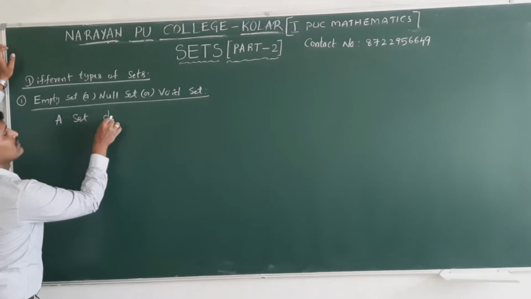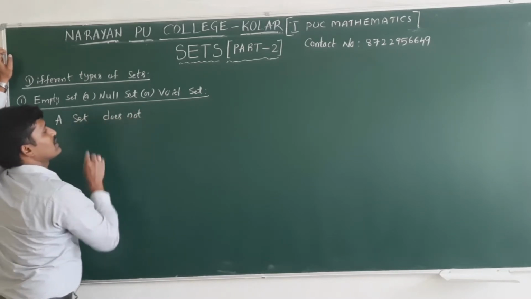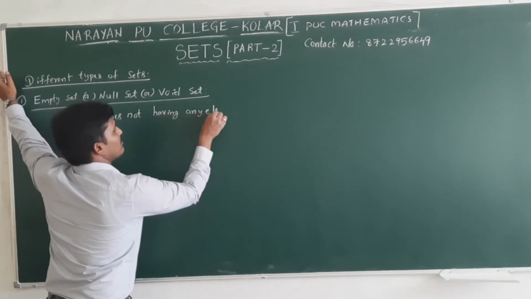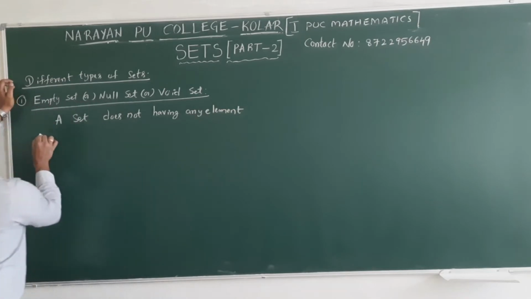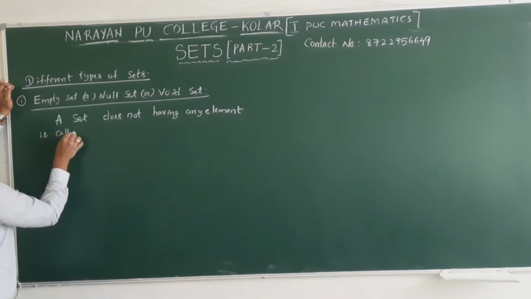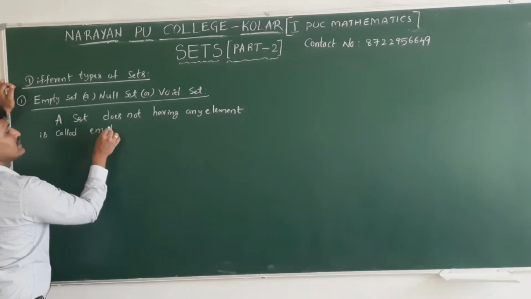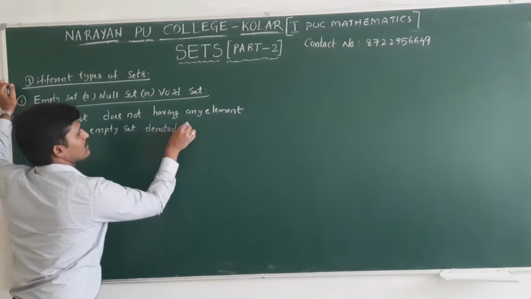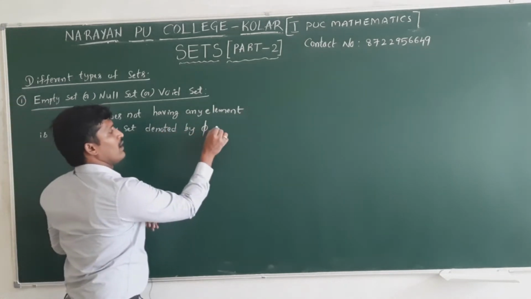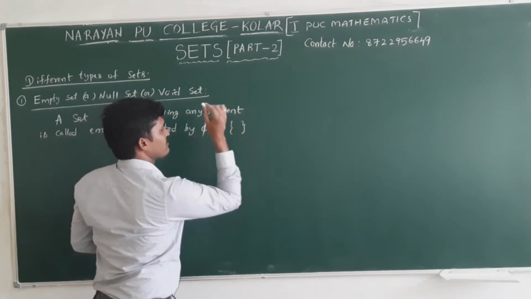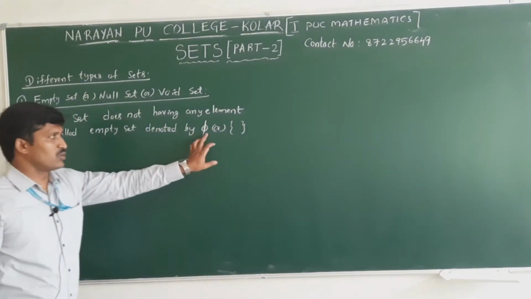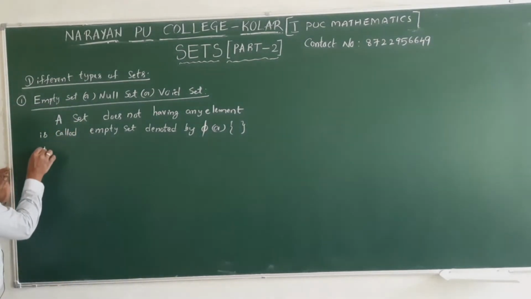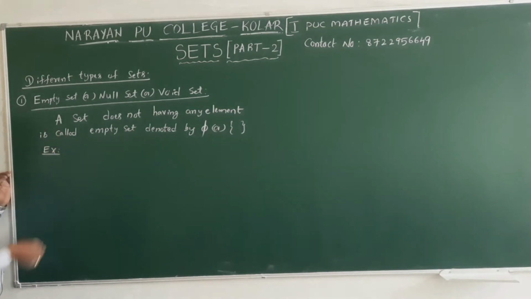A set does not having any element is called empty set, denoted by phi or with empty braces. Both notations are same meaning, phi you can take or empty braces. For example, what is the best example for empty set?